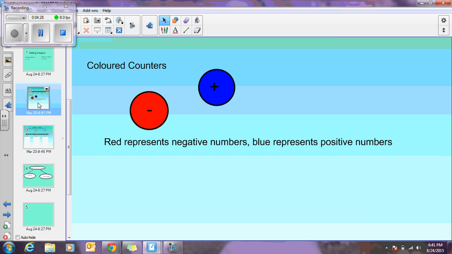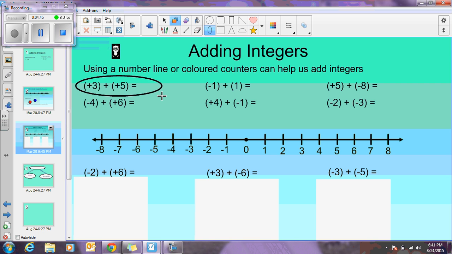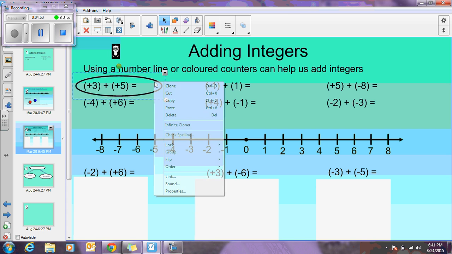So let's do a couple problems with a number line, and let's also do a couple problems with those counters. So I'm using a panda. I don't know why I picked panda, but I picked the panda. And we are going to focus on a couple of these problems up here. I will circle the problem we're doing, and how about I make that red so that we don't get really confused.